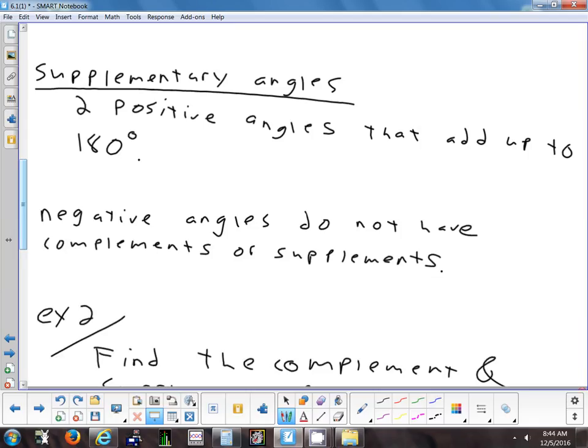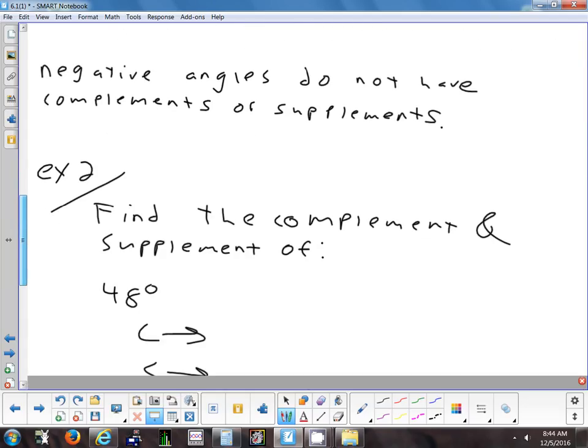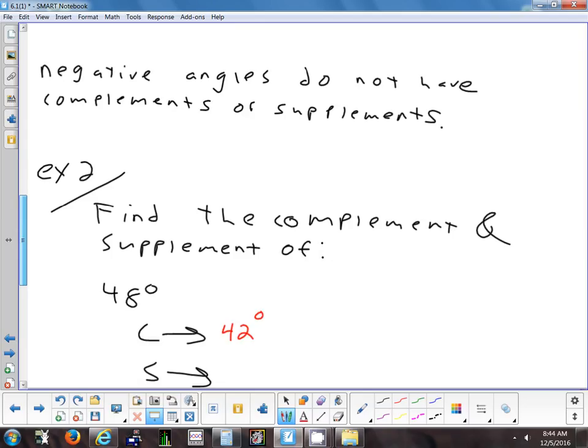All right, so the next thing we'll do is we'll just look at an angle, and I'll ask you to find the complement and the supplement. Okay, what would be the complement of 48 degrees? Yeah, Rachel? Yeah, it would be 42 degrees. Okay, you just have to have two angles that add up to 90, and those do. How about the supplement to 48 degrees? 132. So that's the complement and supplement.